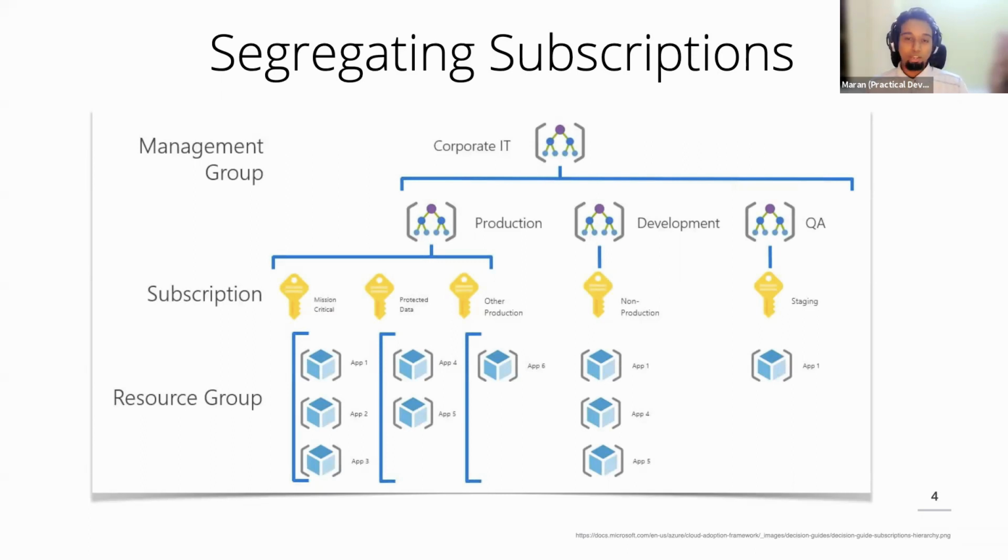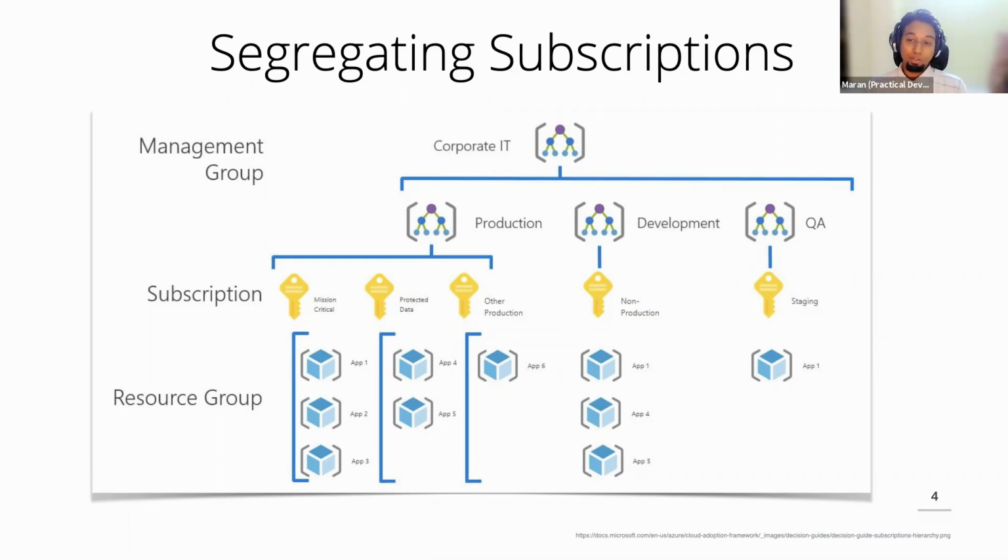So we start with a management group in this example called corporate IT, right? And the management group can further be divided into your production subscriptions or your development subscriptions or your QA subscriptions. So that way you have your environments isolated so they're not interacting with each other. And within those production subscriptions, within those production management group, you can have your mission critical applications in a separate subscription. You can have your protected data in a separate subscription and so on. So those are different ways of segregating resources in Azure.